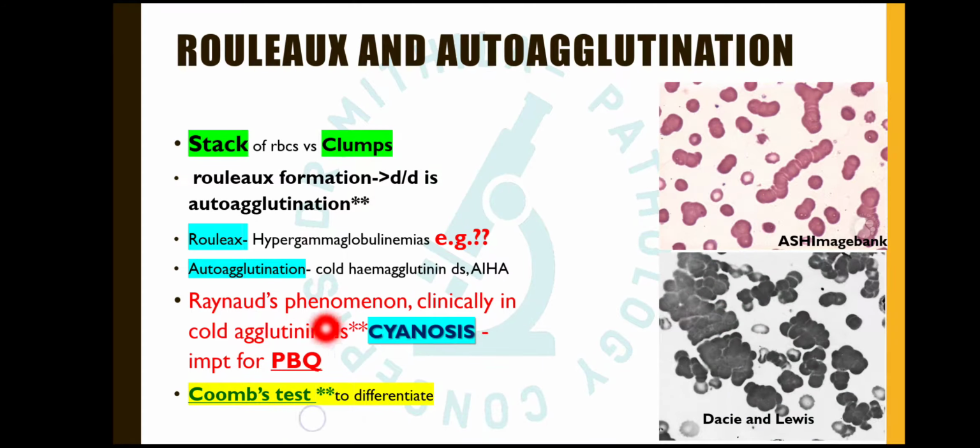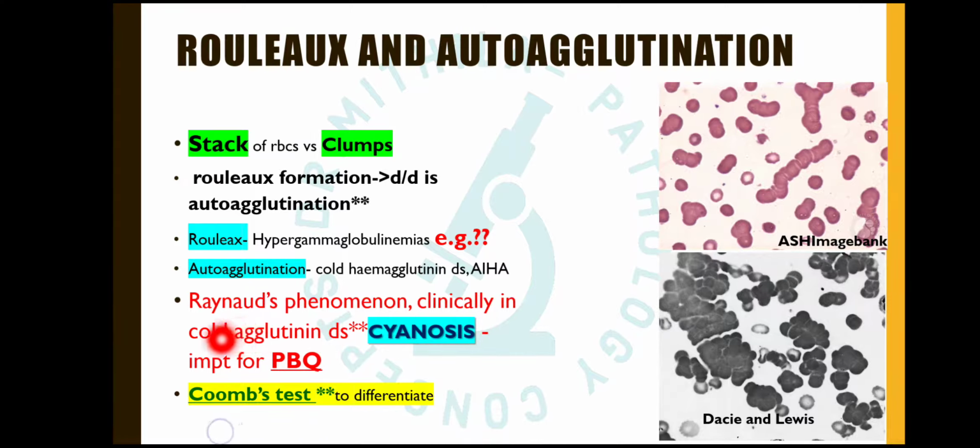Next important point is that in cold agglutinin disease, generally cyanosis is seen clinically, while it will not be seen in the case of hypergammaglobulinemias. So if cyanosis is given in the question, then it will point more towards autoagglutination or autoimmune hemolytic anemia. So this is important for the problem-based question.